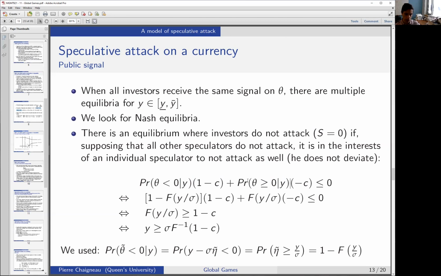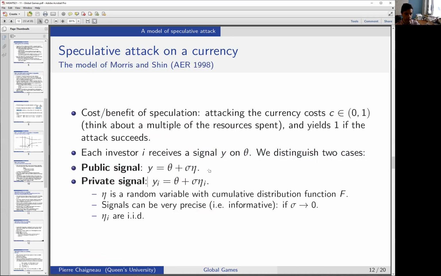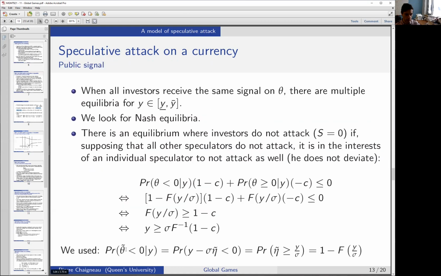Okay, so we have these two probabilities that we need to calculate. So how do we do that? This is the probability of theta being less than 0, the one you have here. What we do is that we're going to use the expression for the signal, and we're going to use this equality to replace theta by this expression.